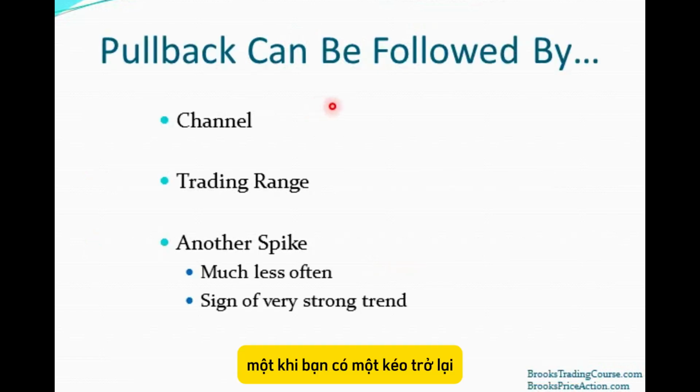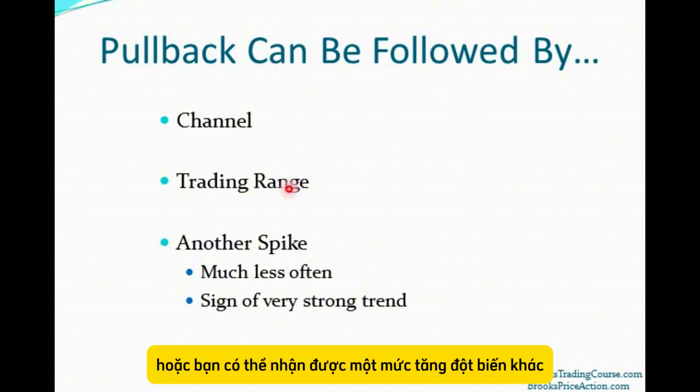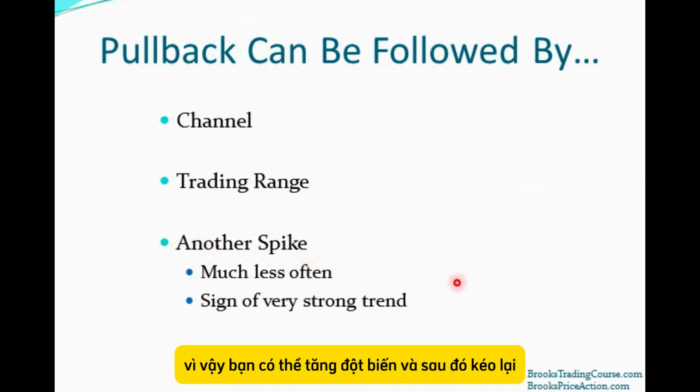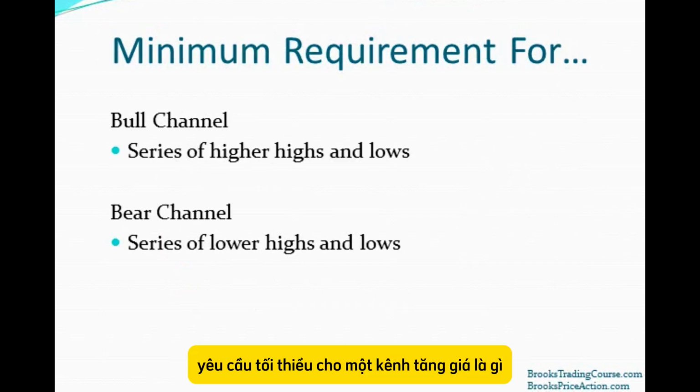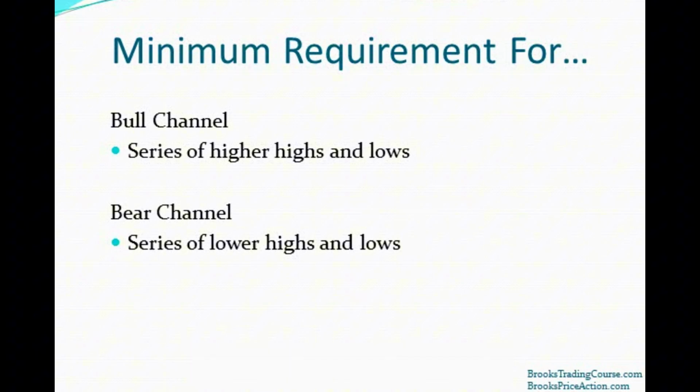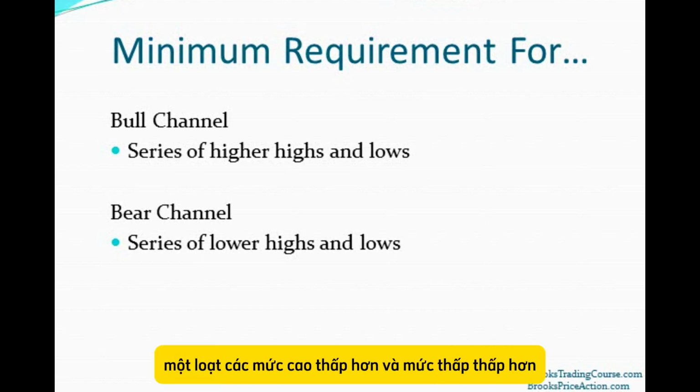Once you have a pullback, you could start to form a channel or a trading range, or you could get another spike. So you can have a spike up and then a pullback and then another spike up, or you can have a spike up and a pullback and then a series of stair steps up in a channel. What's the minimum requirement for a bull channel? A series of higher highs and higher lows. The minimum requirement for a bear channel? A series of lower highs and lower lows.